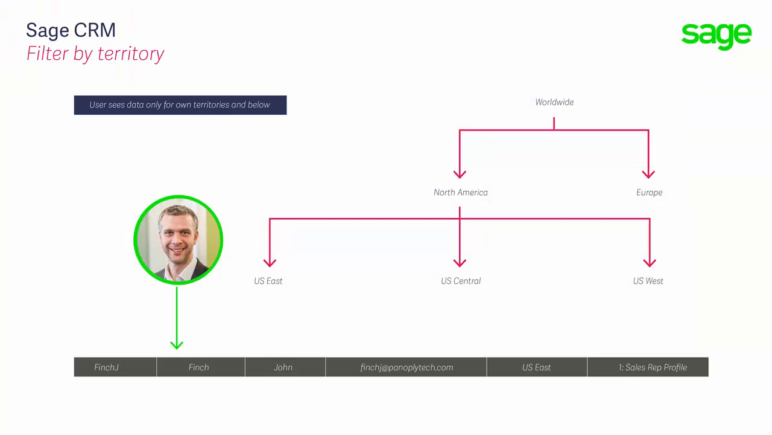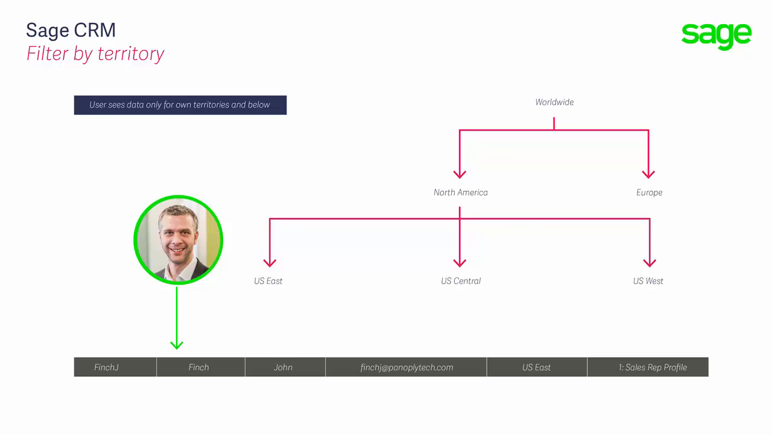In terms of what John Finch can see, this user can see everything inside the US East territory. He can't see what's in the US West, but Susan May, who is in North America, can see everything down inside US East and inside US West. That's why Susan May could see over 400 records, as opposed to only the 105 that Brian Little could see. And then somebody at the worldwide level can see everything looking down inside the system.